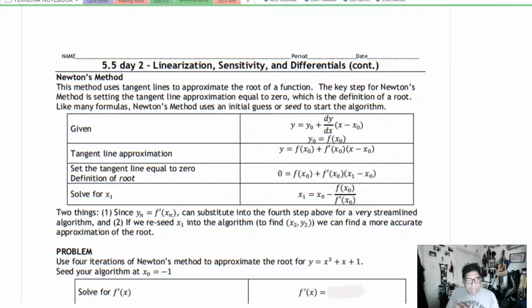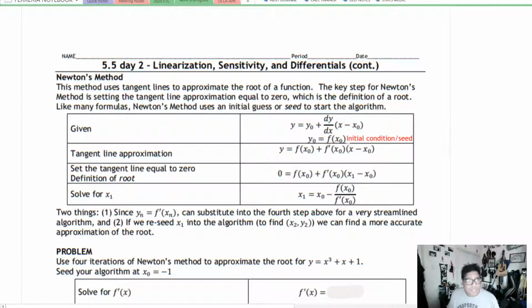Let me rephrase that. When the function is approximately equal to the tangent line, so when the tangent line is equal to 0, the function is also going to be equal to 0. Which, when the function is equal to 0, that's the definition of the root. So like a lot of formulas, we're going to need an initial guess to figure this out. So let's start off with a given, which is our regular old tangent line equation. And then we also have y naught equals f of x naught. That is our initial condition.